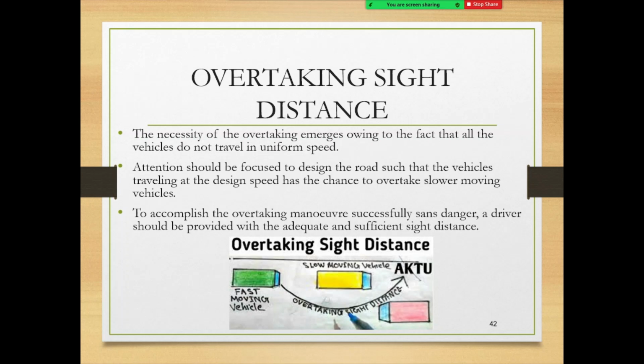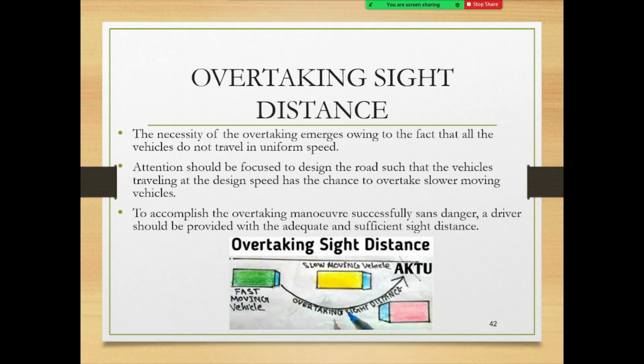That is why the road agencies, wherever possible, give you the chance to overtake. So there's a fast moving vehicle, there's a slow moving vehicle, and then comes the overtaking sight distance. He should be able to go this way before the oncoming vehicle reaches him. Attention should be focused on designing the road such that vehicles traveling at the design speed have the chance to overtake slower moving vehicles.